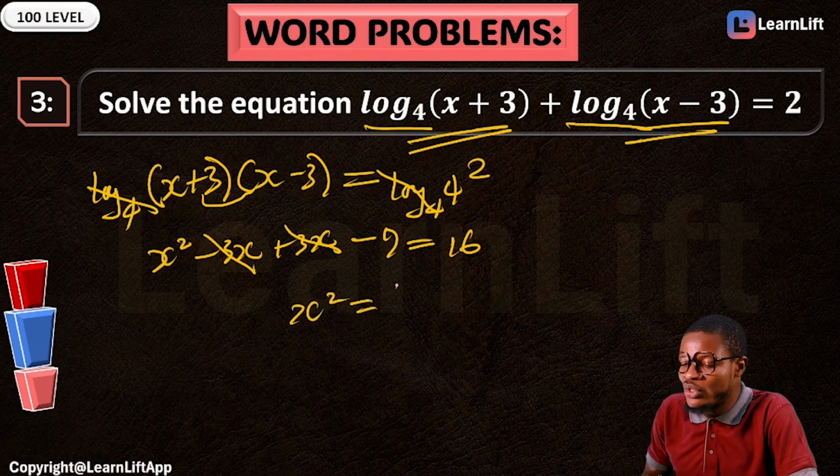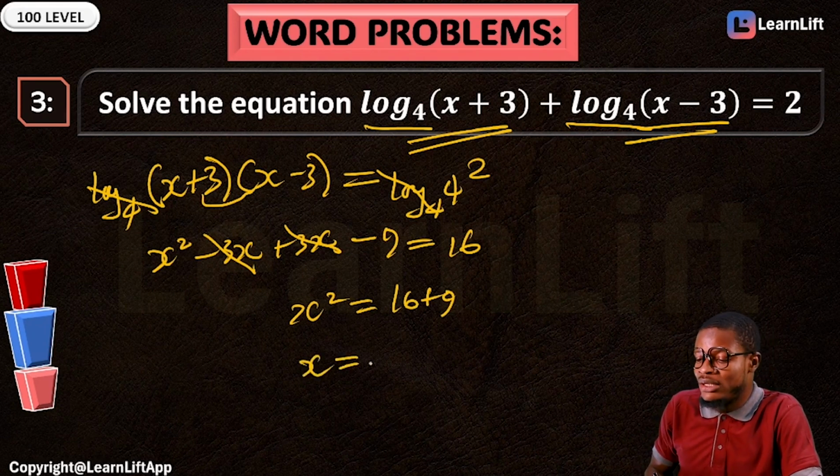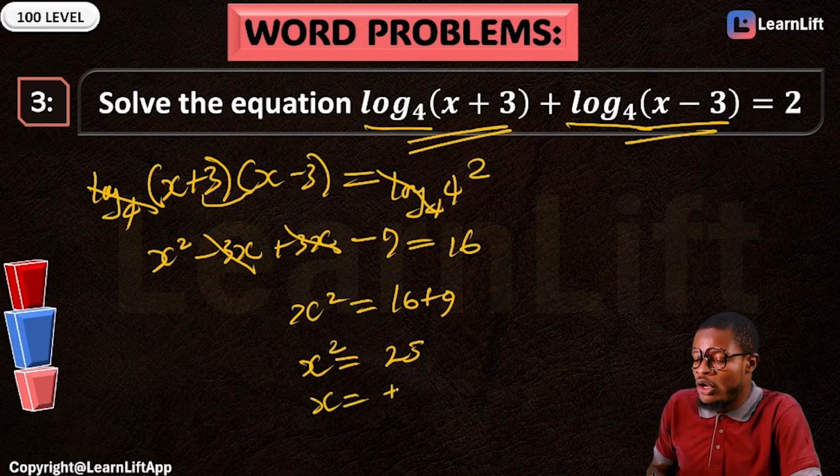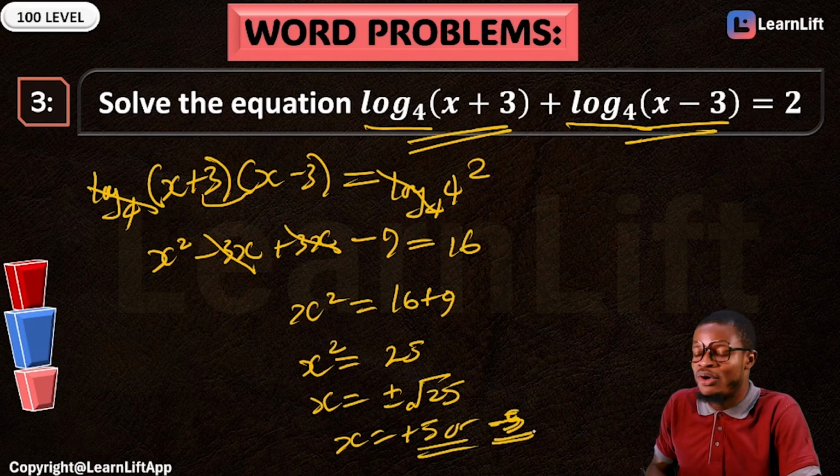So now we see. X squared is equal to 16 plus 9, right? Yes. So what do we have there? X squared is equal to 25. X is equal to plus or minus square root of 25. And x is equal to plus 5 or minus what? 5. Either plus 5 or minus 5. That becomes the final answer.